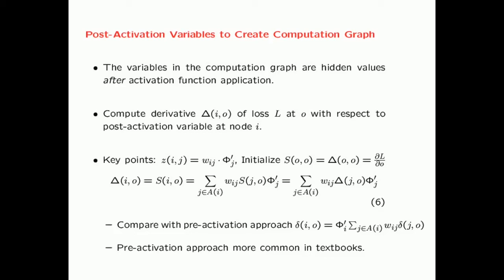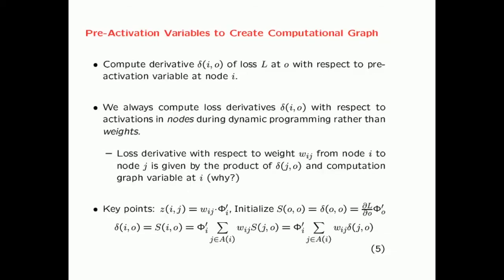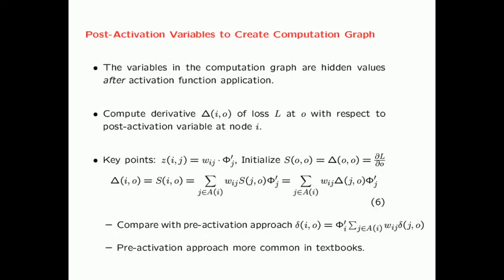And basically, after that, the updates are very similar. But you can see the form of the update here is slightly different. You can see that here you are using Wij, delta jo and phi prime j. So you can't really pull phi prime j out of the summation. Here, note that you have pulled phi prime i out of the summation, which makes it a bit simpler, which is why they tend to use this one, the pre-activation variables, in most textbooks.